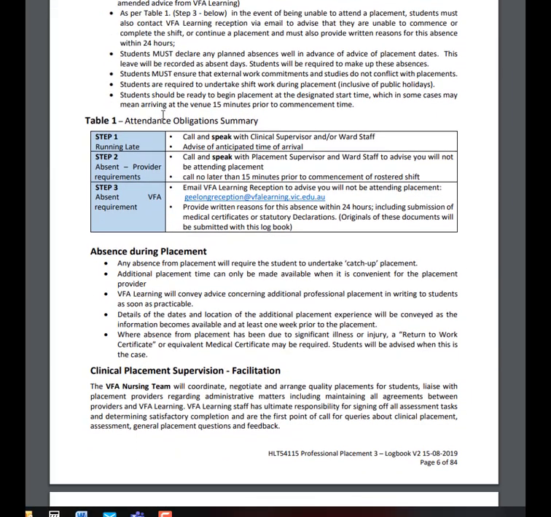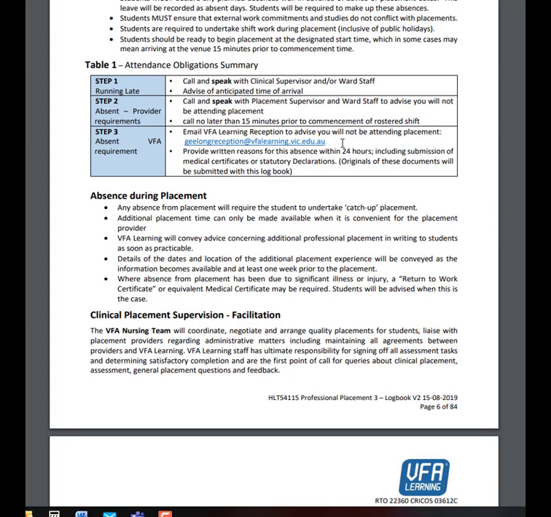As you can see here in table 1, if you're running late for placement, you need to ring and let them know, as they'll be expecting you. If you're going to be absent due to illness, then you need to provide advance notice of that. At least 15 minutes is cutting it fairly short, so I would expect you would let them know as soon as possible. If you miss a day due to illness, you're also required to email a copy of the sick certificate or the stat dec to reception, and we ask that you staple the original copy to the inside of your coloured bound placement logbook.